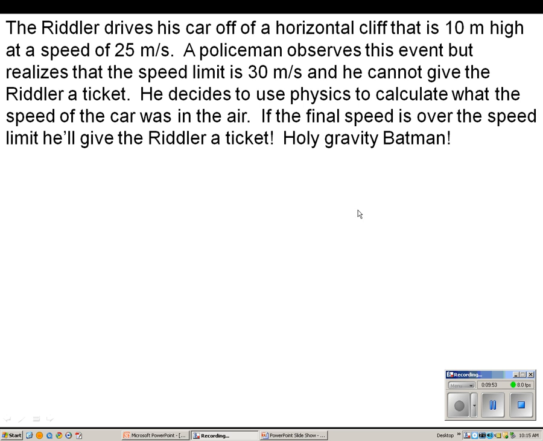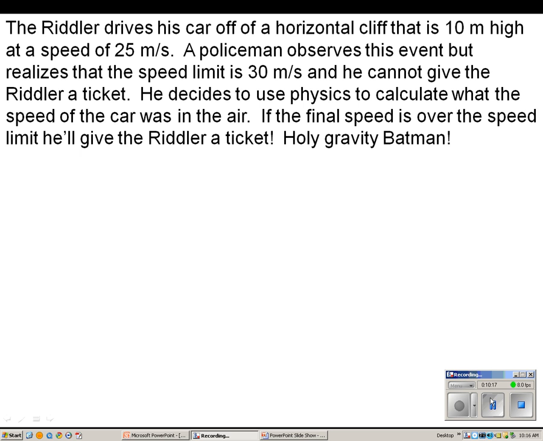The last question says the Riddler drives his car off of a horizontal cliff that is 10 meters high at a speed of 25 meters per second. A policeman observes this event but realizes that the speed limit is 30 meters per second and he cannot give the Riddler a ticket. He decides to use physics to calculate what the speed of the car was in the air. If the final speed is over the speed limit, he'll give the Riddler a ticket.